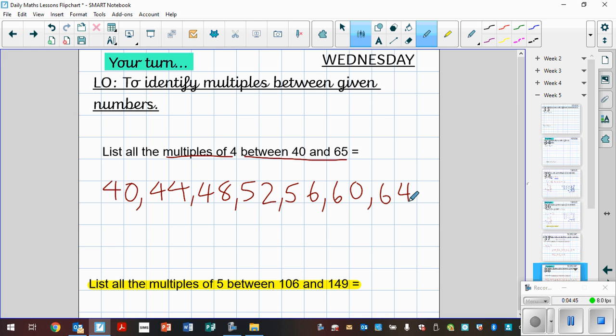Now the question in your arithmetic starter for today is list all the multiples of 5 between 106 and 149. So think to yourself firstly about multiplication facts of 5. So start somewhere near 106. So have a good try at that, children.